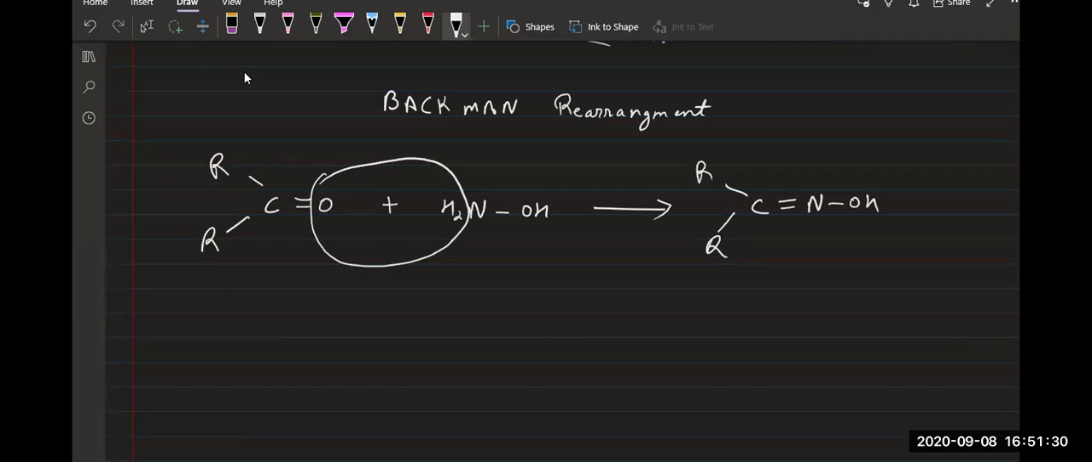Now, after this, if I give you conc H2SO4, first I'm giving conc H2SO4. What will happen? Tell me, what do you think? Be very intuitive. Conc H2SO4 means H plus. I'm giving H plus. Yes, very good. So what will happen? This OH will be removed. Yes, very good. So I'll get something like this.